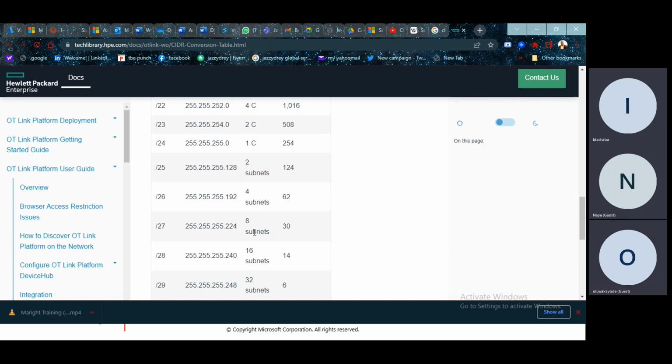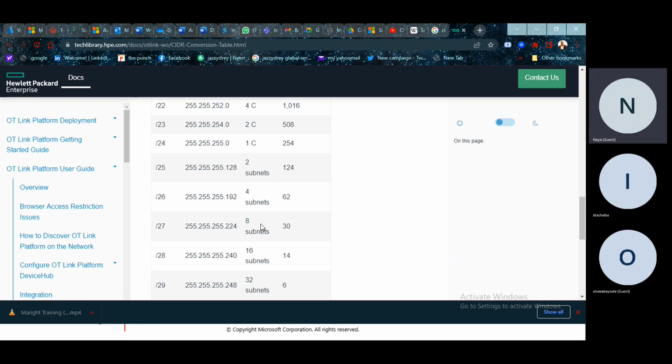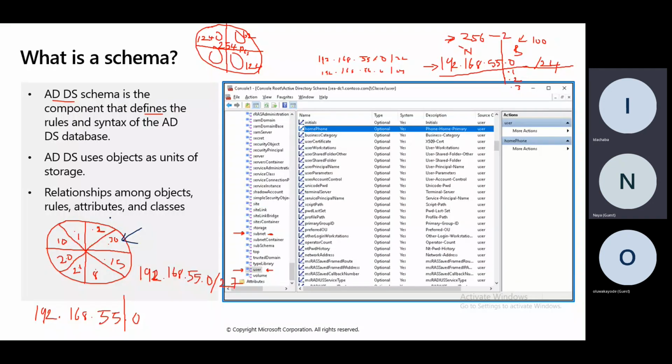After 4, the next subnet is 8. Do you understand? You cannot have 5 subnets. You cannot have 6 subnets. You cannot have 7 subnets. So that's why I do this diagram. So if you're having 5 departments, HR, finance, sales, marketing, whatever.